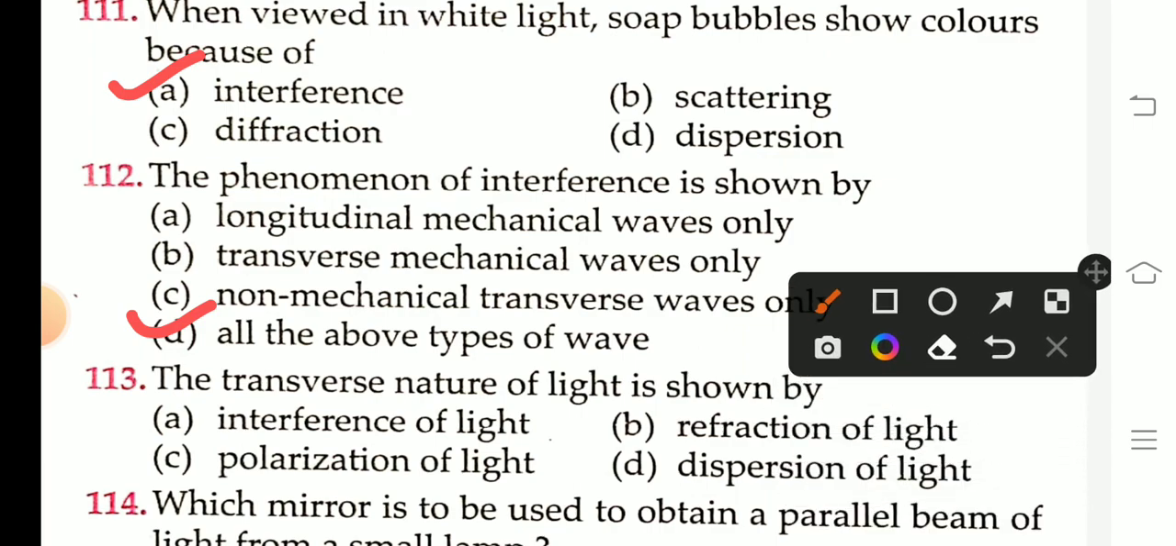Next, the transverse nature of light is shown by. Right answer will be option C. Polarization of light.